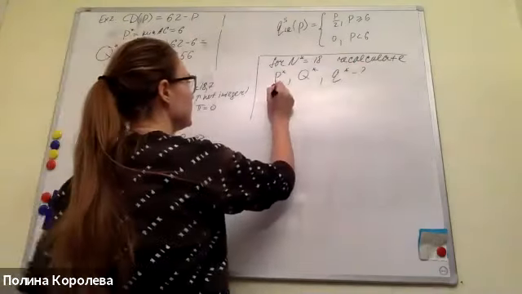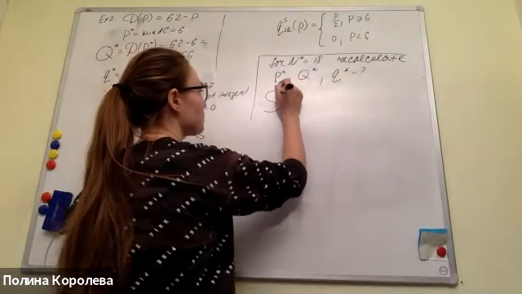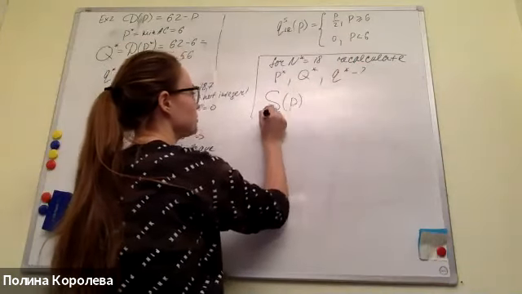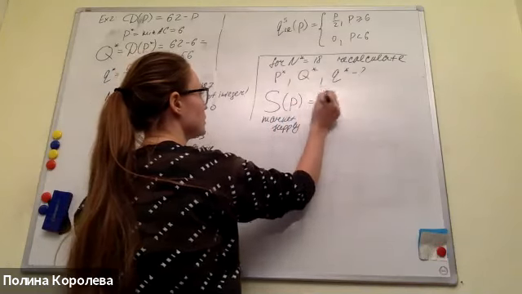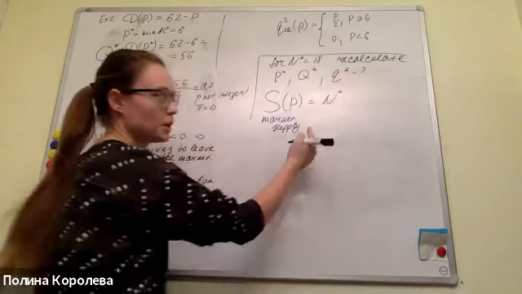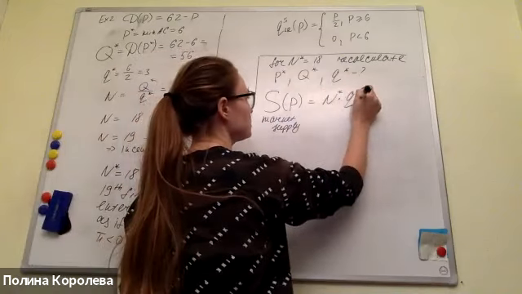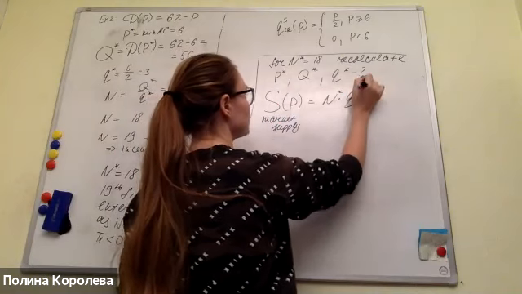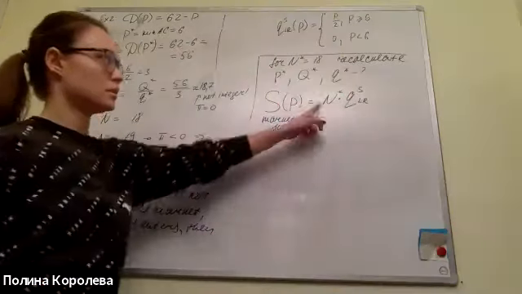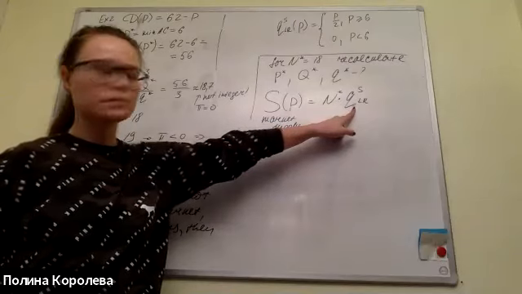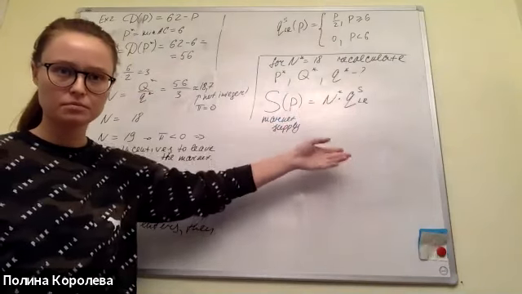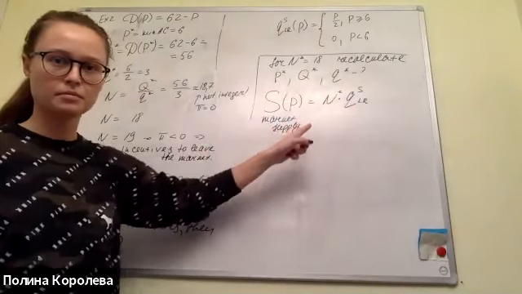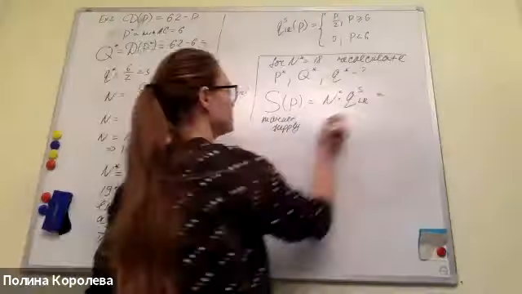Now we know that market supply is the equilibrium number of firms multiplied by the individual supply function. This is how much one firm wants to sell, and this is how many firms there are in the market. Agree? This is the total supply.